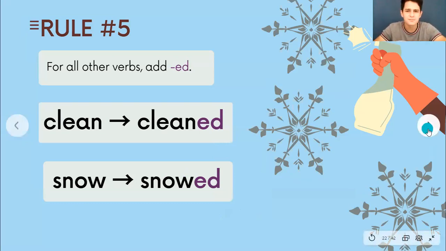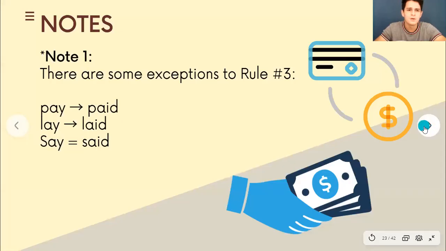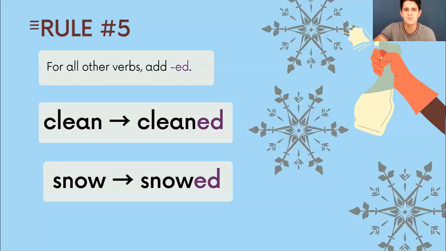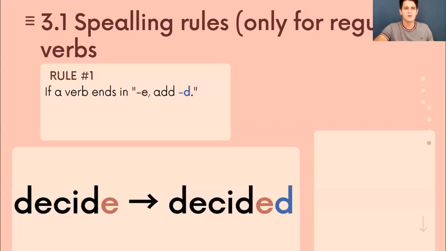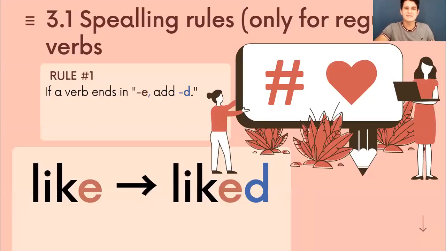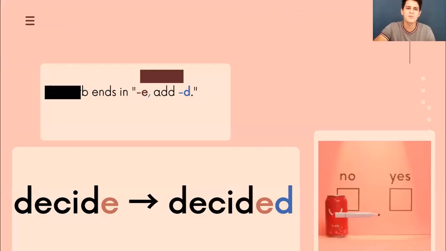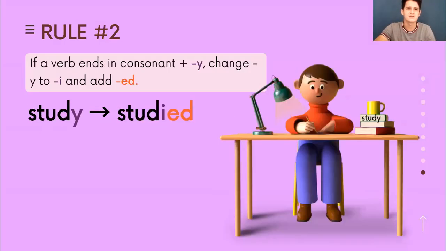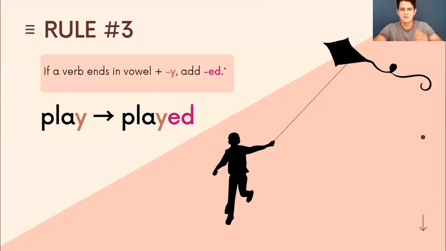For example, okay, here. Note number 1. There are some exceptions to rule number 3. Look at this. Some exceptions. Entonces, la regla número 3 tiene algunas excepciones. So let's go back to the rule. Vamos a ver cuál es la regla. Rule number 3, sorry, guys. Look at this.